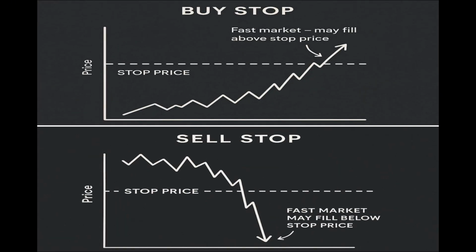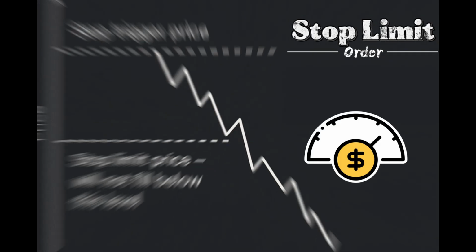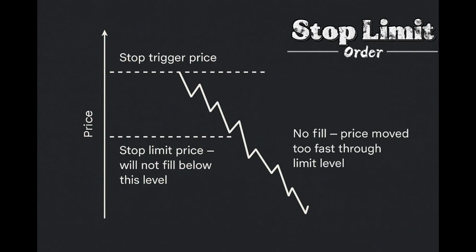Once triggered, it executes as a market order, which may fill at a different price than your stop level in fast markets. Stop limit order becomes a limit order when triggered instead of a market order. This gives you price control on protective stops, but carries execution risk. If price moves too fast through your limit level, the order may not fill at all, leaving you unprotected.